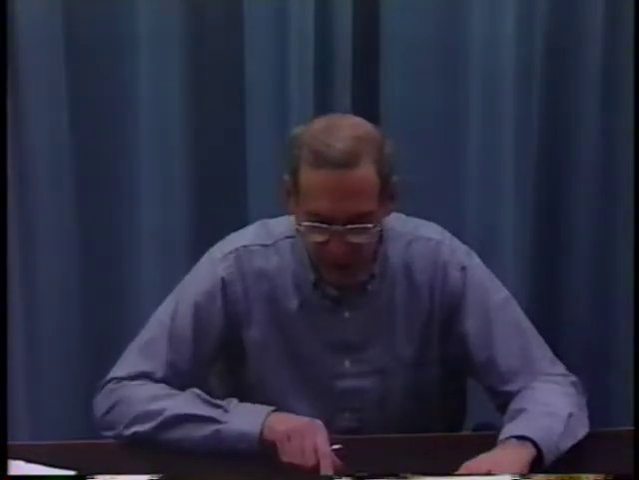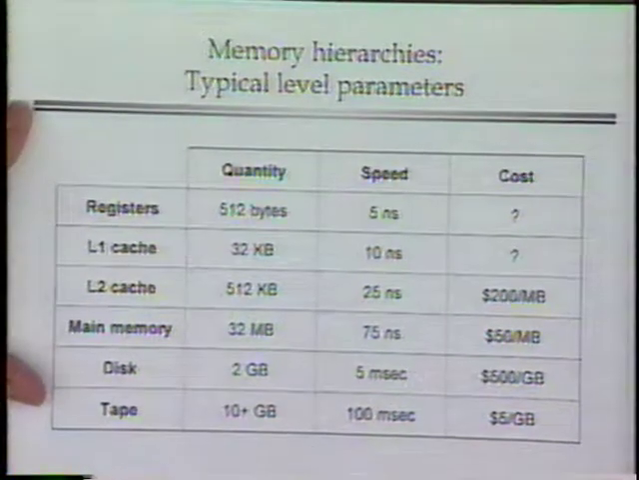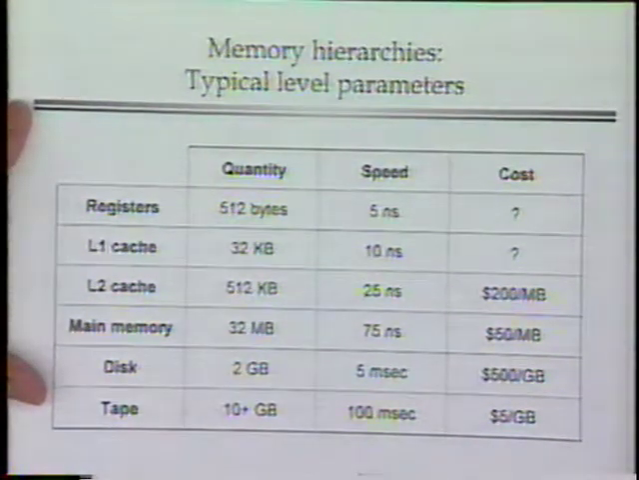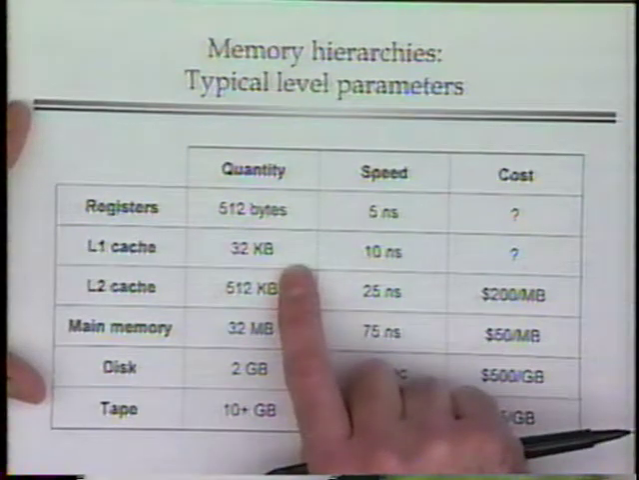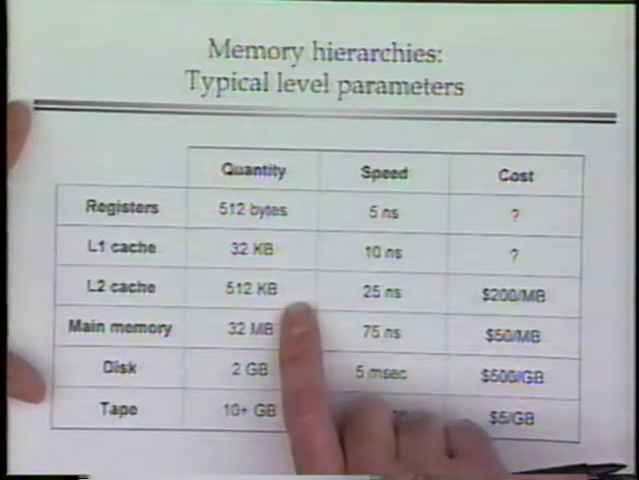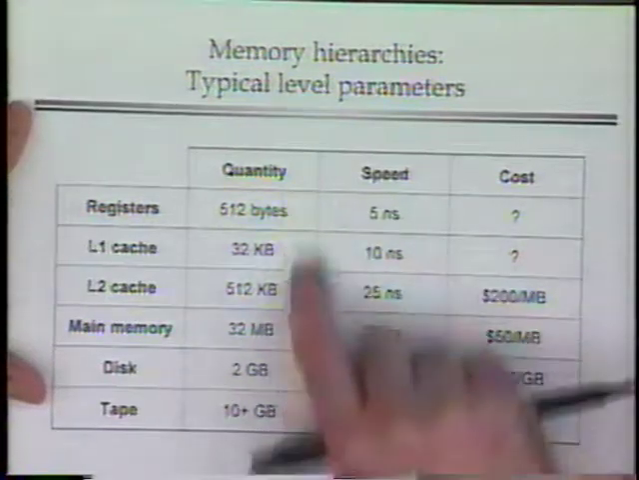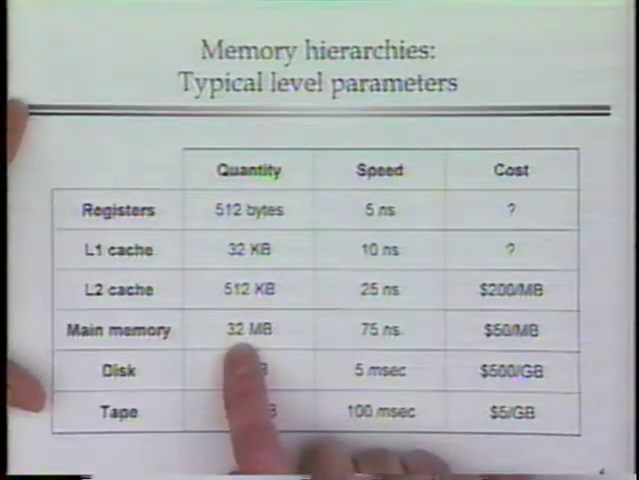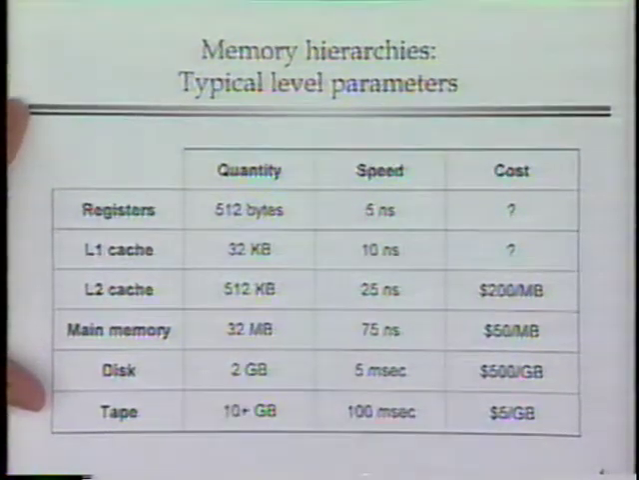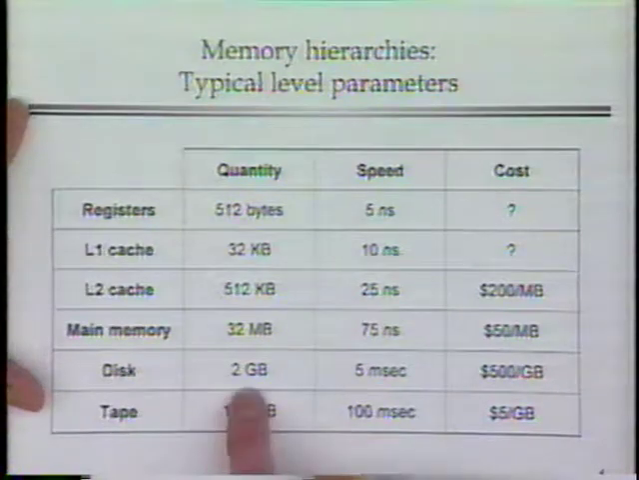What are the numbers, rough order of magnitude, of how much and how fast and how much it costs for each of the various pieces? Well, 512 bytes might be right for a register, 32K bytes for a level 1 cache, 512K bytes for a level 2 cache. Obviously, these numbers are scaling by a factor of 2 roughly each year or something like that. And any self-respecting computer these days has to have at least 32 megabytes of main memory.